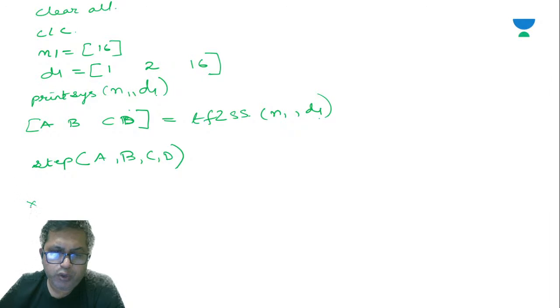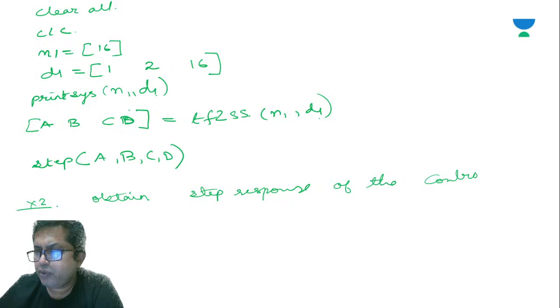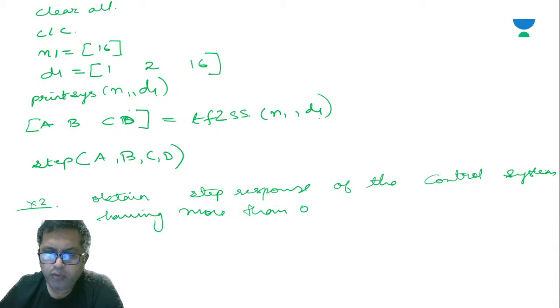So example 2. Here it is written: obtain the step response of the control system having more than one input.